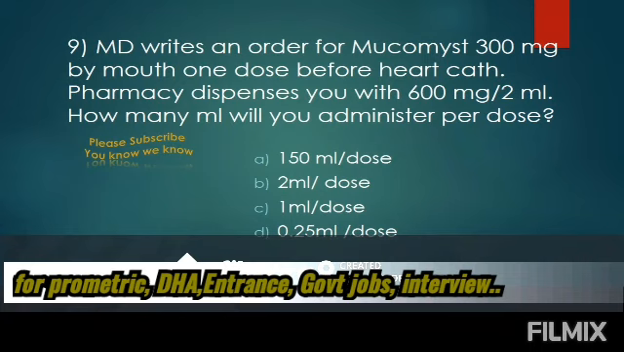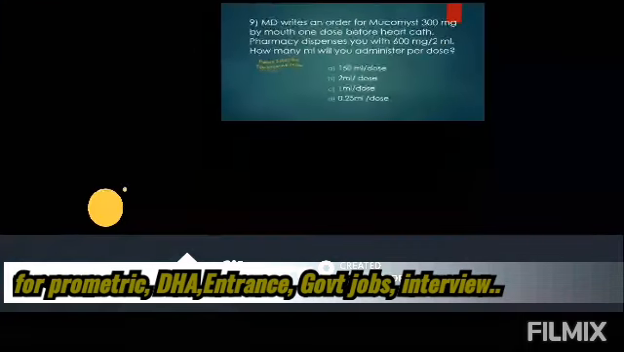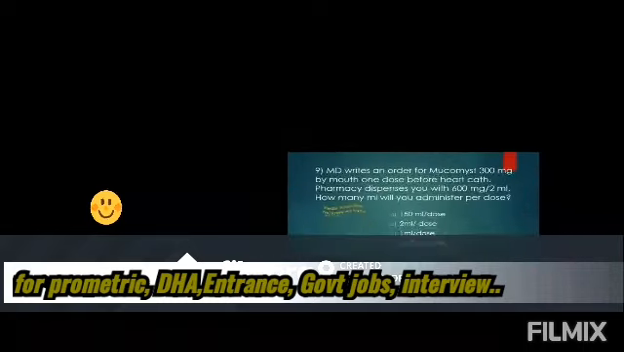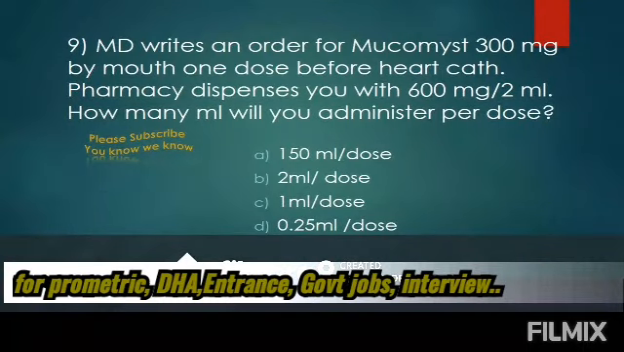So here the same basic drug formula you have to carry on. It will be desired dose, that is the doctor's order, 300 mg, to be divided by the strength or stock strength, 600 mg. 300 mg divided by 600 mg multiplied by 2 ml, and you will be ready with your answer. So here what we have to do is find out how many ml you will administer per dose.